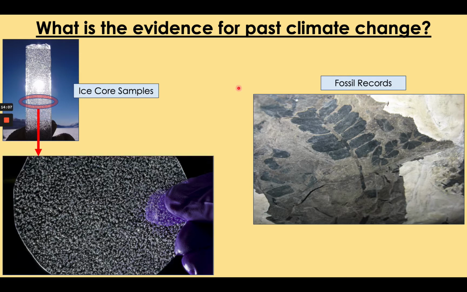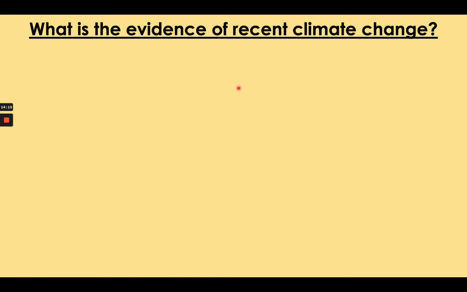But what about now? Climate change is happening now. It's in the news as often as any other subject. So how do we know that it's happening right now? And in the last few hundred years?